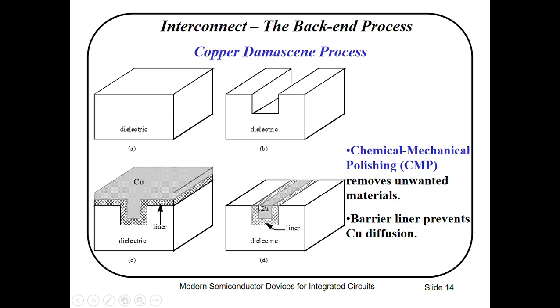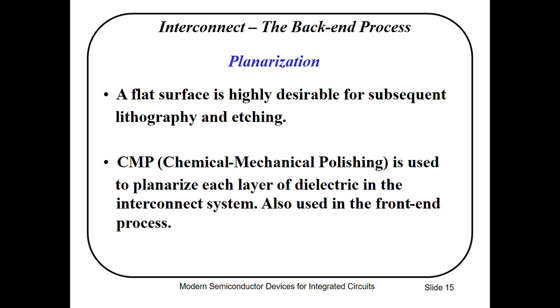Since a large number of metal layers and process steps are involved, making the interconnects consumes a large part of the IC fabrication budget. This part of the fabrication is also called the back-end process. In contrast, the steps used to produce the transistor are called front-end processes. So here we have planarization. A flat surface is highly desirable for subsequent lithography and etching. So chemical mechanical polishing is used to planarize each layer of dielectric in the interconnect system, and is also used in the front end process.